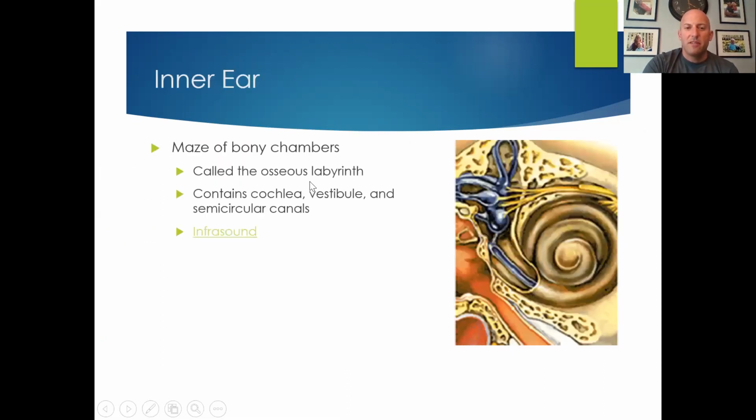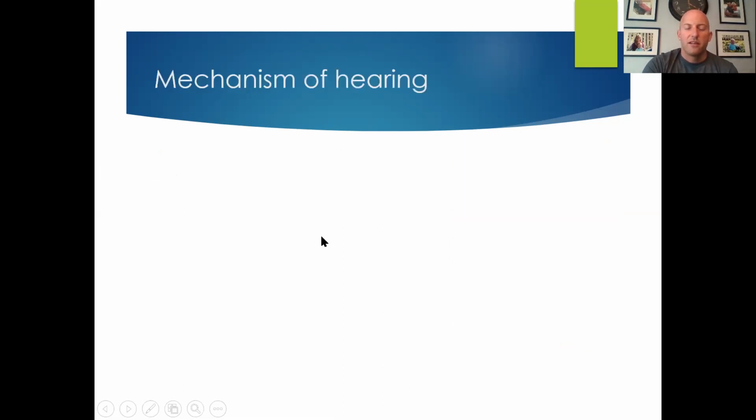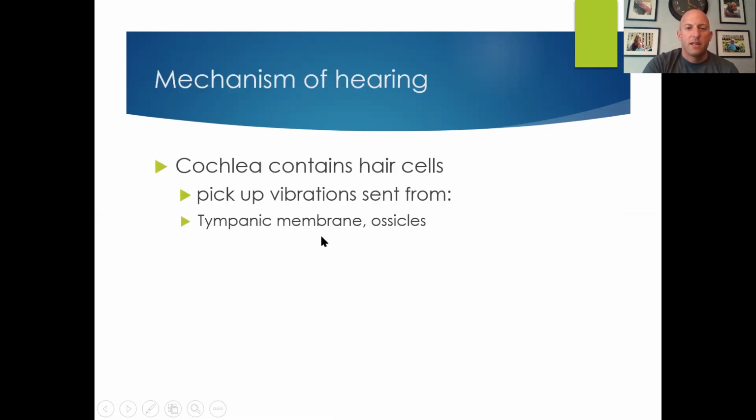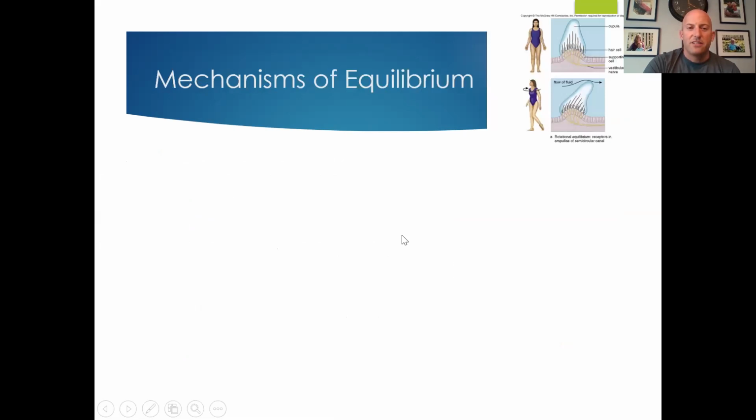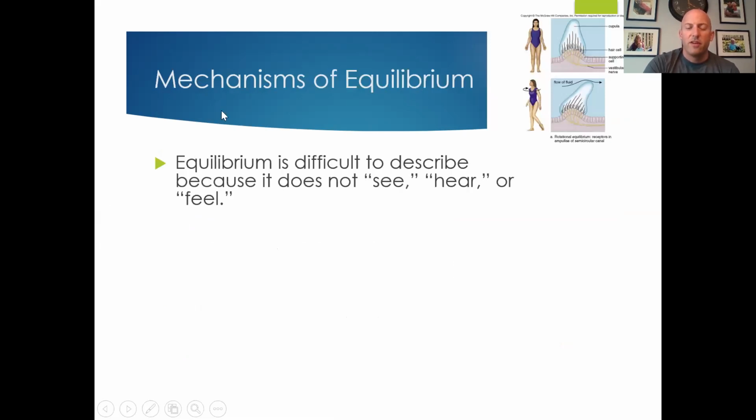Spend a little time talking about the osseous labyrinth and the cochlea. Amplitude's going to increase. We just talked about that. And that's going to stimulate the brain through the cochlear nerve. And then finally, with the hearing part, we had equilibrium.